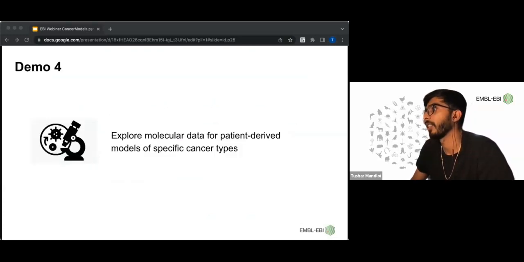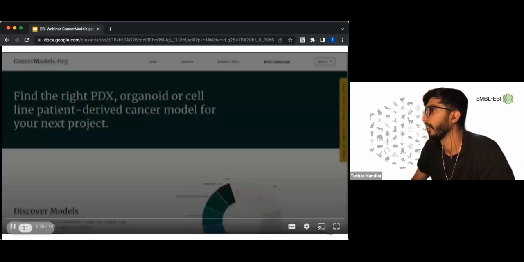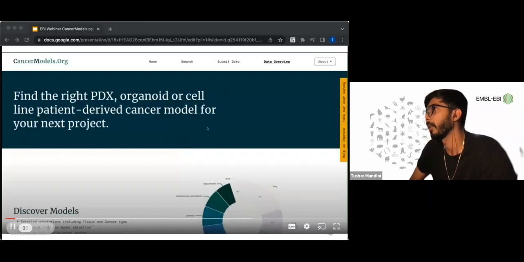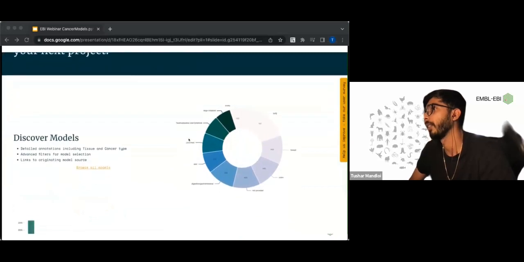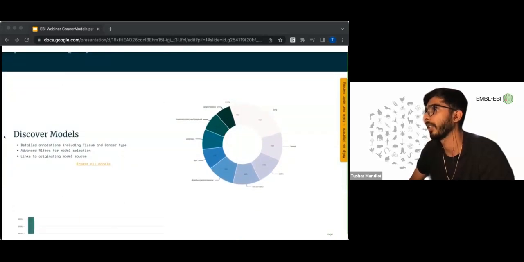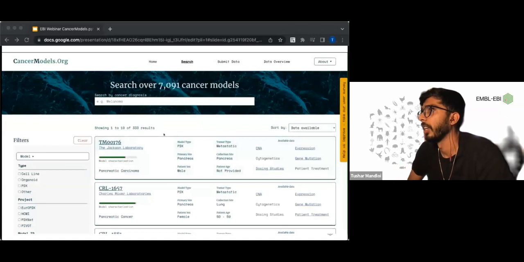Lastly, let's have a look at the various molecular data associated with these PDCMs. You can explore these PDCMs also via our data overview page, where we make use of various interactive data representations. Here we categorize the models based on the primary site of tumor, and we select pancreas as the primary site. We can see there are 333 results with primary site as pancreas.